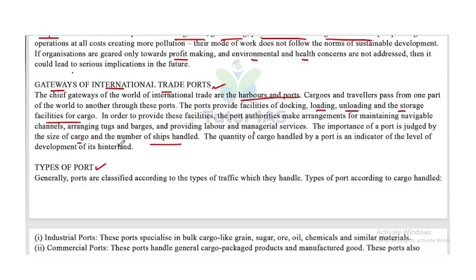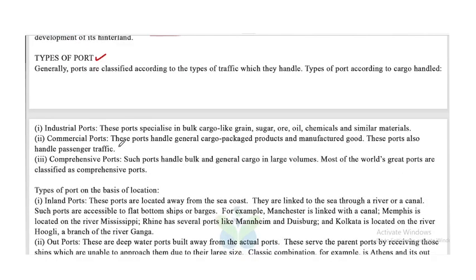Now, types of port. Generally, ports are classified according to the types of traffic which they handle. Types of port according to cargo handled.